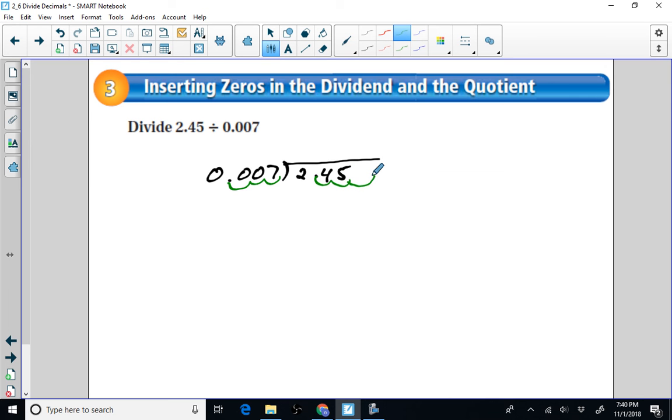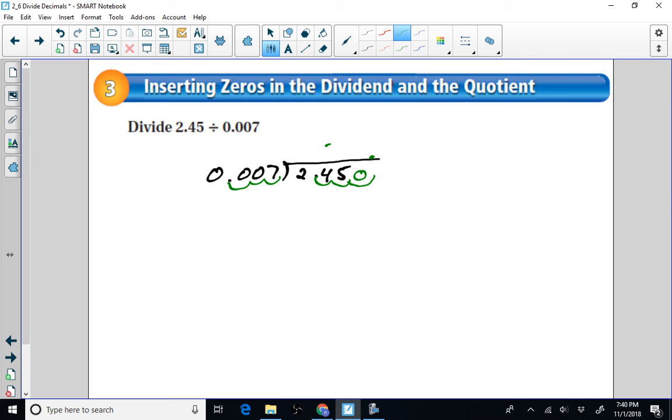But when I move 3 places to the right, I run out of numbers. So I have to add a 0 at the end of the number. Then I'm able to put my decimal point in my quotient. And now we divide 7 into 2,450. That's essentially what we're doing here.